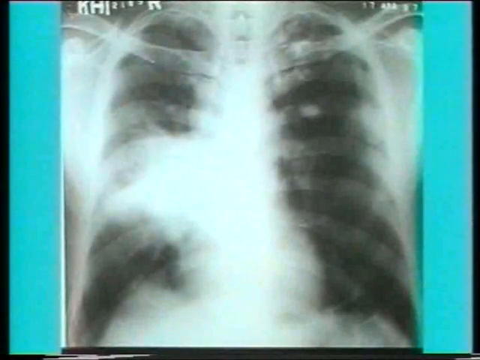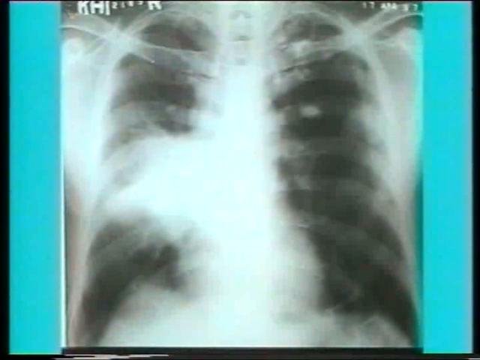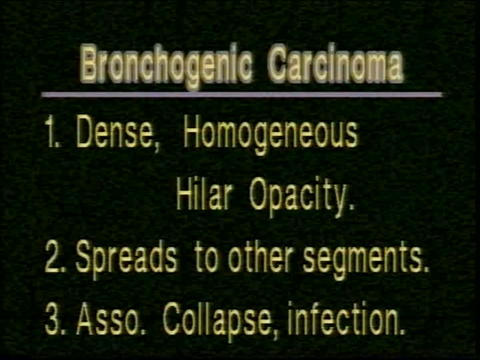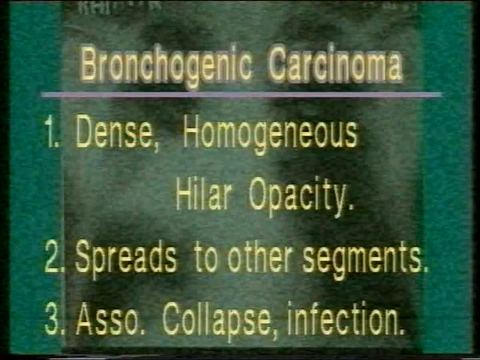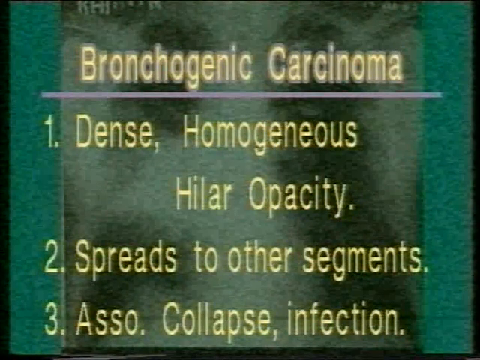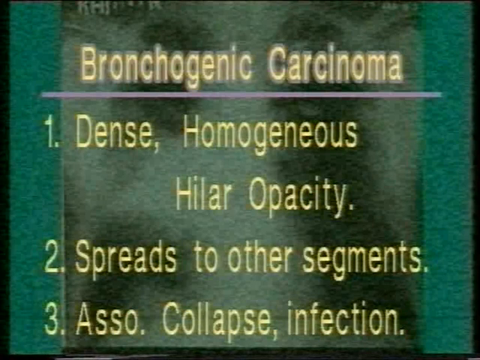Now, there should be no difficulty in suspecting a bronchogenic carcinoma in this X-ray, where there is a dense spreading hilar shadow on the right side with elevated diaphragm due to associated collapse. Also note the healed fibrous tuberculous lesion on the left apex. We must, however, remember that a normal chest X-ray does not rule out bronchogenic carcinoma, and if clinical suspicion is strong, a bronchoscopy or CT scan should be done even if the X-ray is normal.